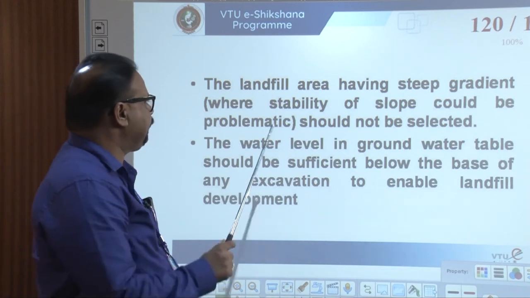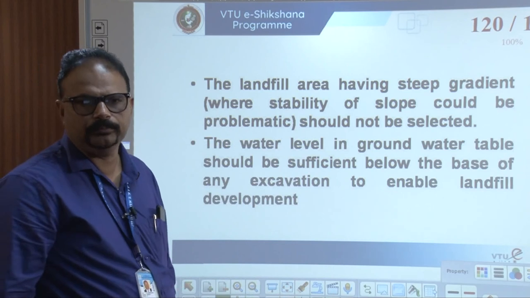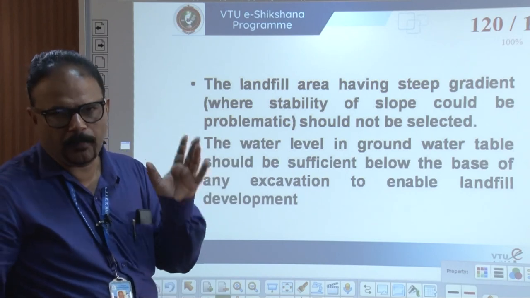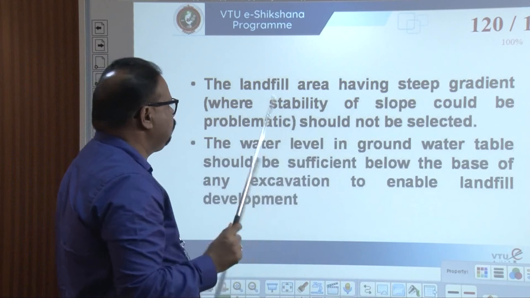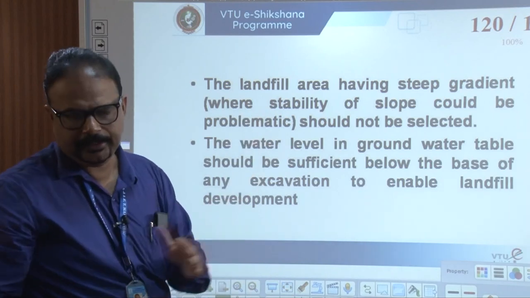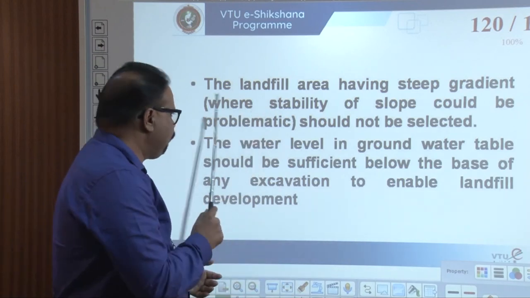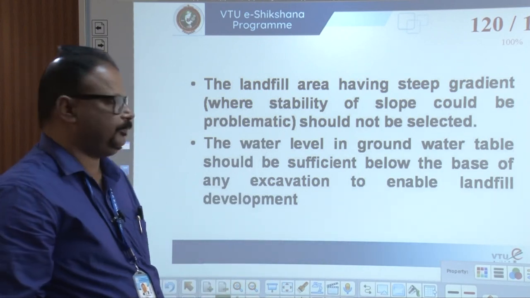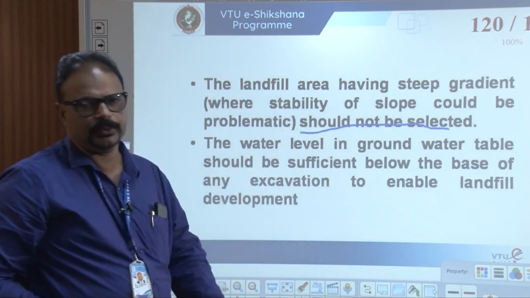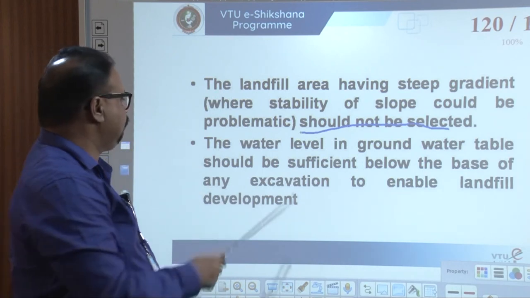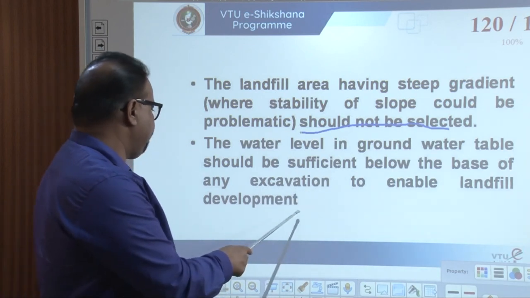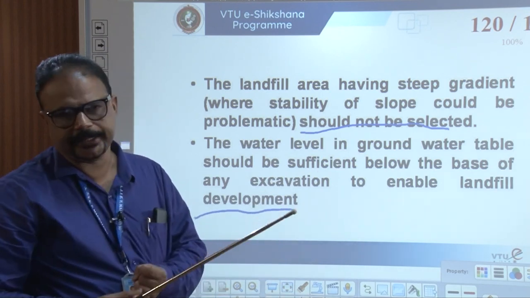Next, it should not be a slope area. While selecting the land, it should not be sloped. If it is a slope area, then in the rainy season the waste moves to the city or any neighboring areas. If it is a slope area, that site should be rejected. We have to choose a plain area. The water level in the groundwater table should be sufficiently below the base of the excavation to enable landfill development. Very, very important. Slope area is rejected.